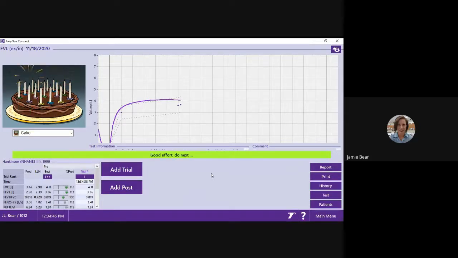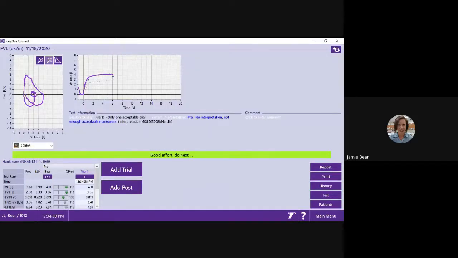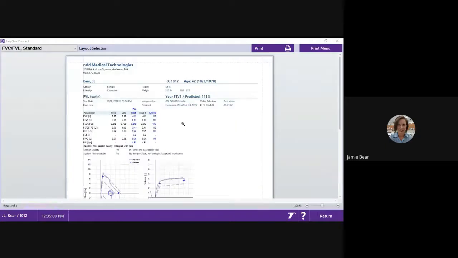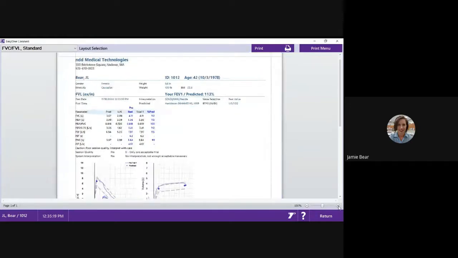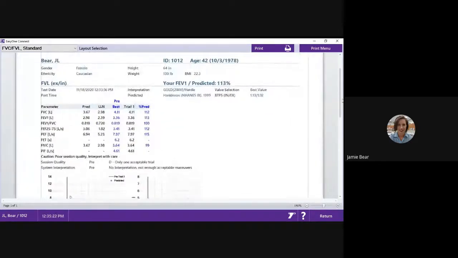Okay, so here we go. And from that, we'll go ahead and look at my results. So it put up my results here. Here's my flow volume loop. I'm going to go over to my report just because it's a little bit easier to see this way. Okay, so you guys now can see my report. I'm going to zoom in a little bit so you can see it a little easier. There we go.